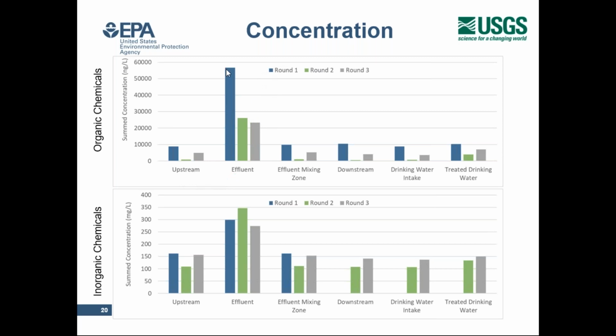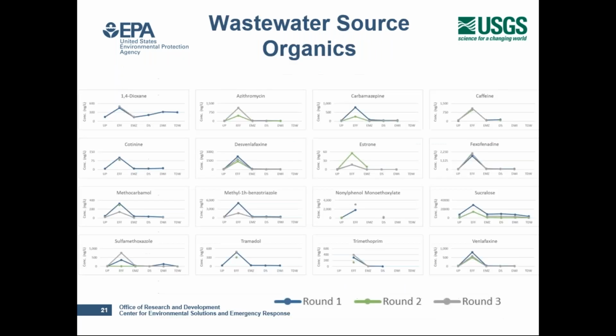But you can see, with the organic chemicals, a much steeper increase in terms of concentration from the upstream to the effluent, and then a decrease with dilution as you go downstream. Whereas with the inorganic chemicals, it is still a slight increase, but the concentration is a little more stable between the samples, and that's partially due to the source of the compounds.